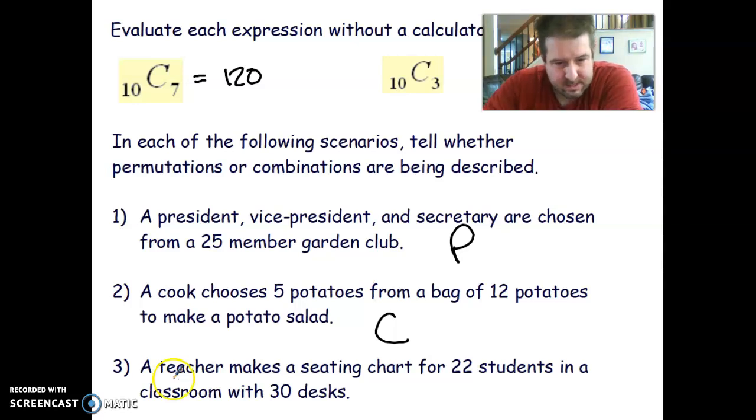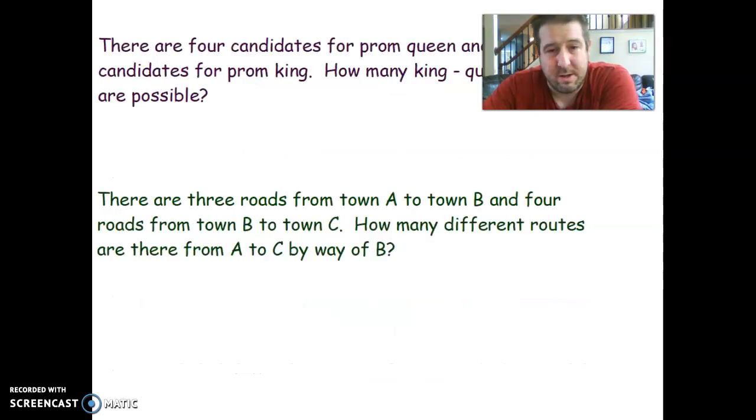pot. A teacher makes a seating chart of 22 students in a class with 30 desks. Does the order matter? Sure it does, because every single way that you could make it is going to have you in a different seat sitting next to different people, or maybe not sitting next to anybody, because there's 30 desks and only 22 students. So the order does matter.